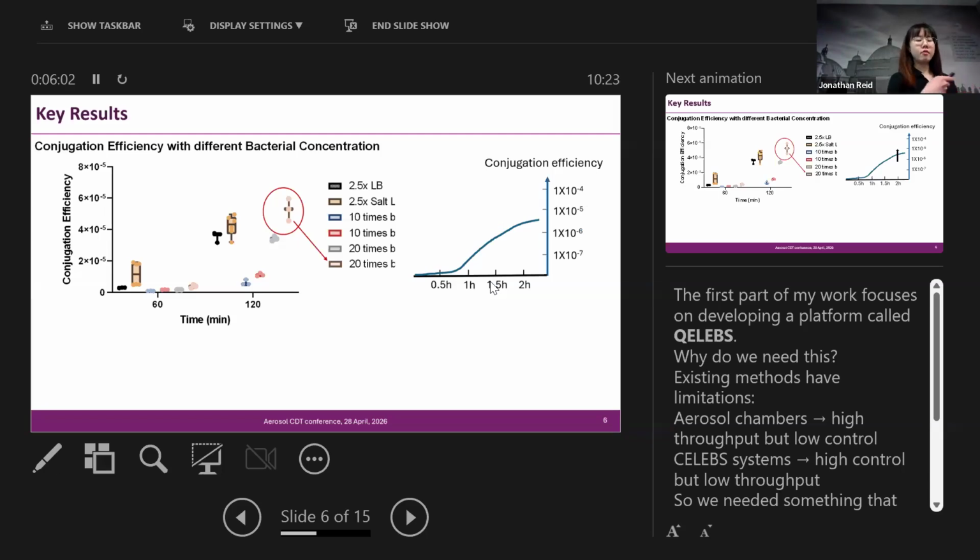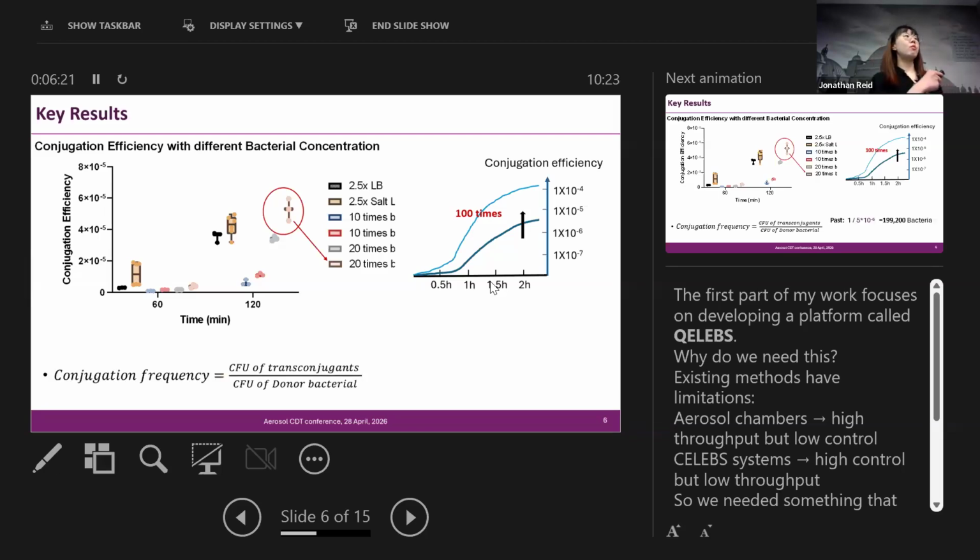So in one sentence, we have promoted the gene transfer efficiency from 10 to the minus 6 to 10 to the minus 4, which means we enhanced the efficiency over 100 times. That is a good thing.